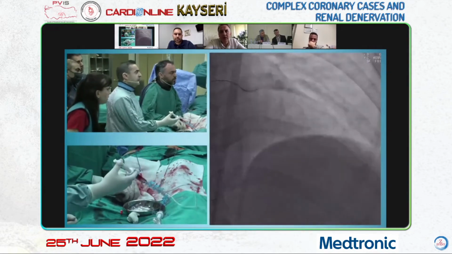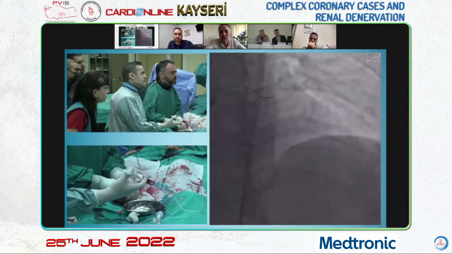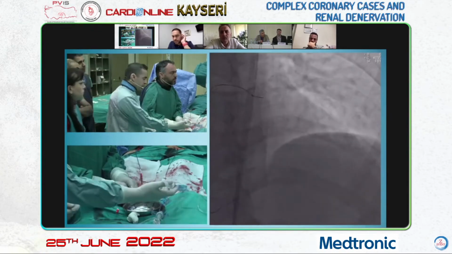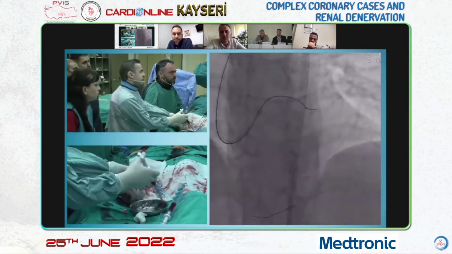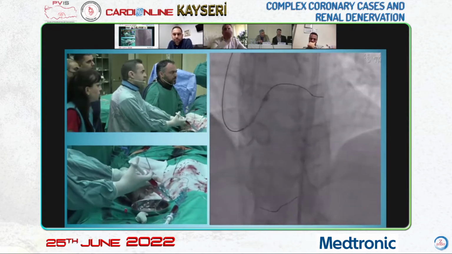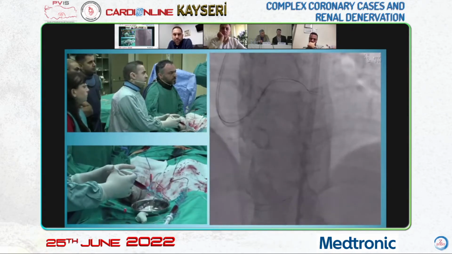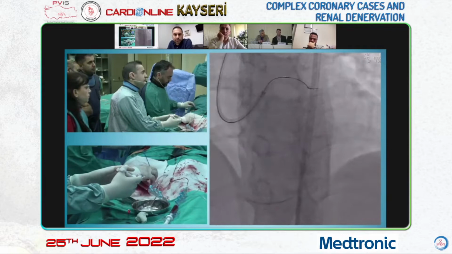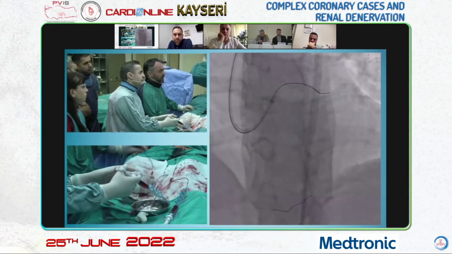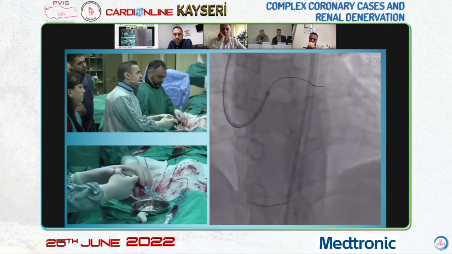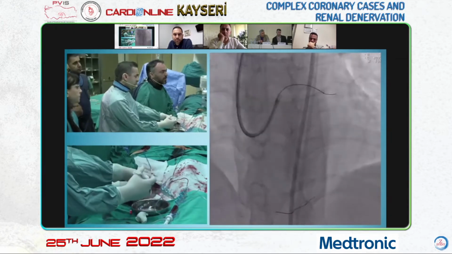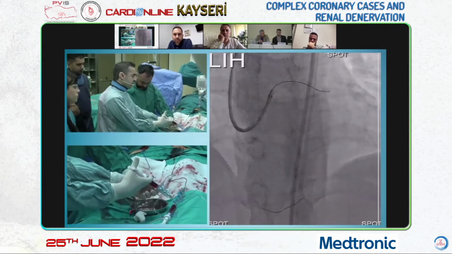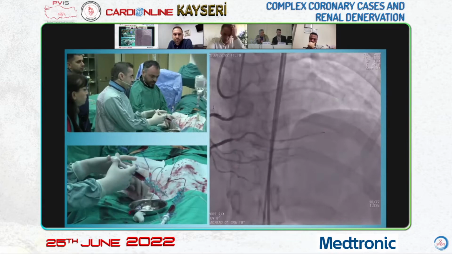Leave the wire there and send a second wire. Yes, we will try it. Now we have changed the angle. Now we are out of the course of the vessel. Take an image to see the penetration place.